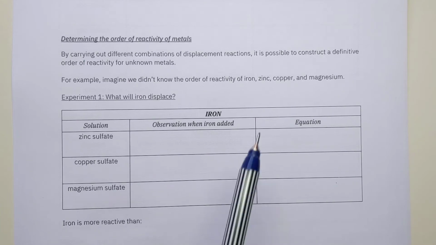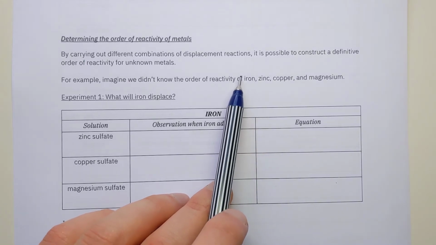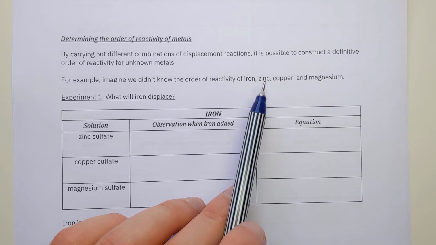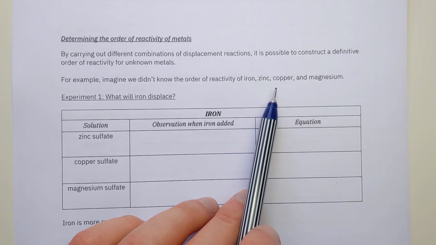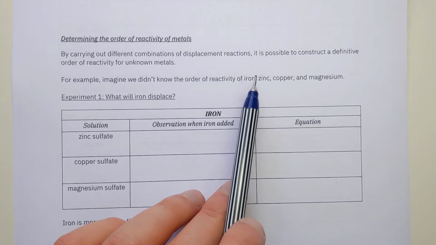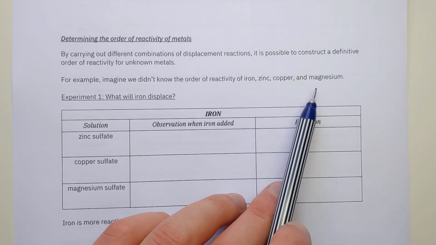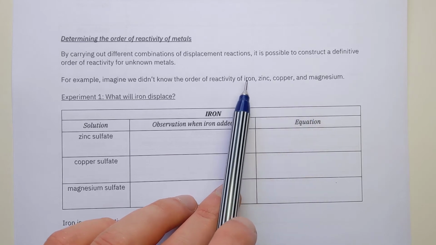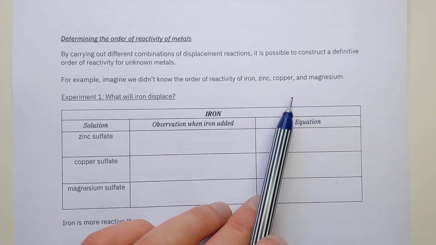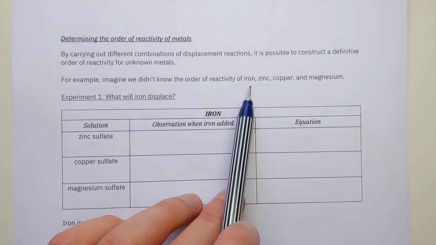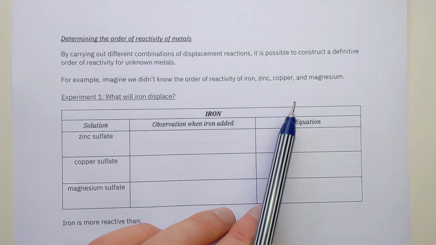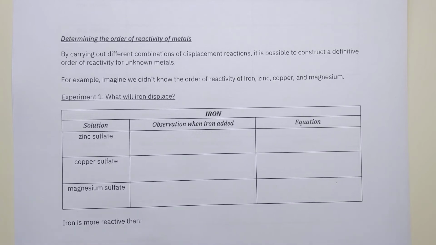So what we'll do is we'll pick one metal at a time. We'll start with iron, and we'll make up solutions of the compounds of these other three metals. And what we'll see is, is iron able to displace any of these metals from their compounds? If iron is able to displace, we'll be able to say iron's more reactive than it. But if iron's not able to displace a metal, we'll know that it's not more reactive than it. So by trial and error, we'll be able to work out what iron's more reactive and least reactive than, and we'll be able to overall work out an order of reactivity.